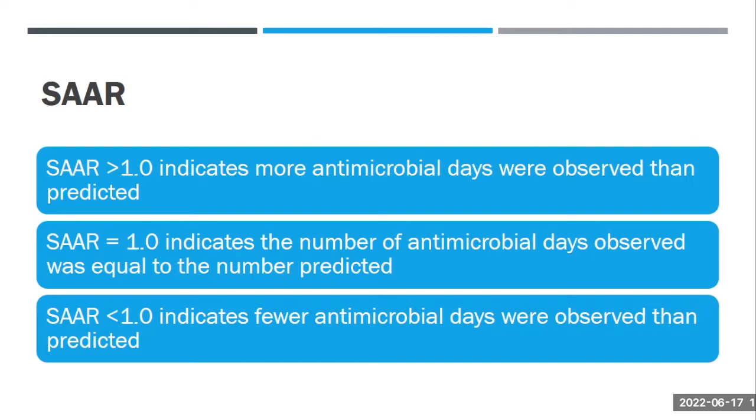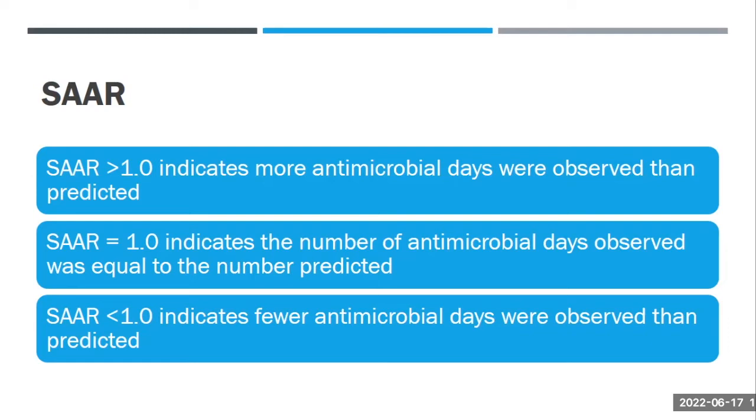However, on the other side, if you have an SAAR greater than 1, that indicates that your observed use is greater than your predicted. The opposite side of that would be if an SAAR is less than 1, then you're having fewer antimicrobial days observed than would be predicted. So keeping that ratio in mind, and then obviously degree of elevation above the benchmark would come into play. So let's say we have an SAAR of 1.5. In that case, what we can say is that your use is about 50% higher than would be predicted.